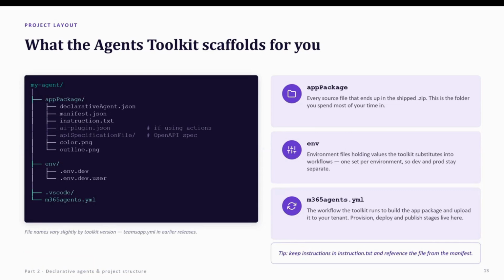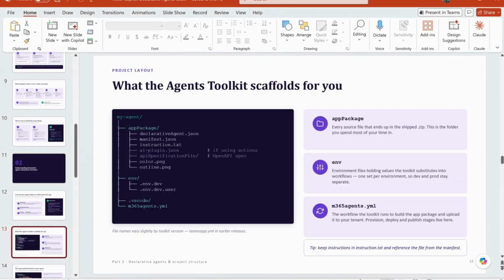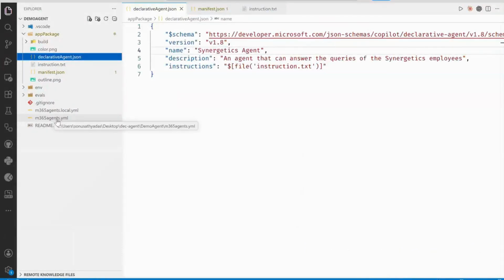When you create your agent, your toolkit automatically creates this project structure. As you can see, there is an app package, and inside the app package you will have these files. These are additional files which you can create, depending on your template. There will be an environment variables folder, env, and .vscode, and the M365 agents.yaml, or previously teams app.yaml. Either one of those.